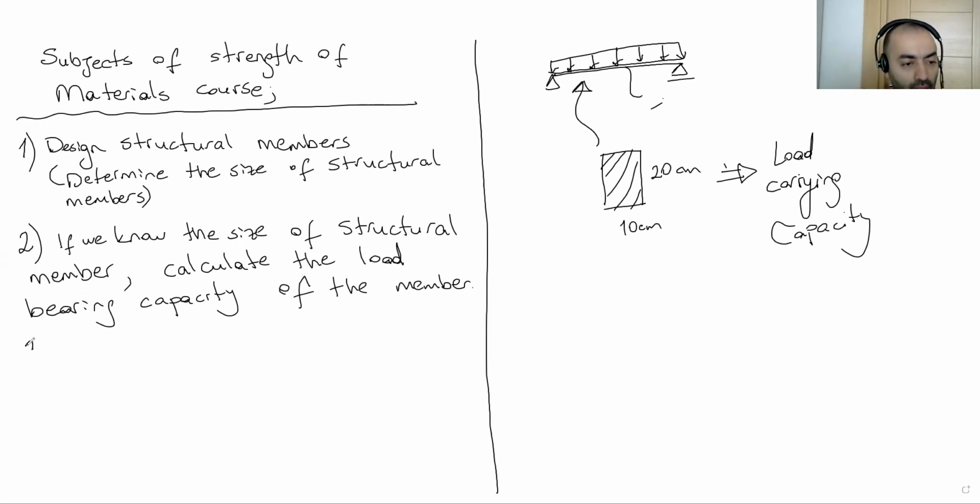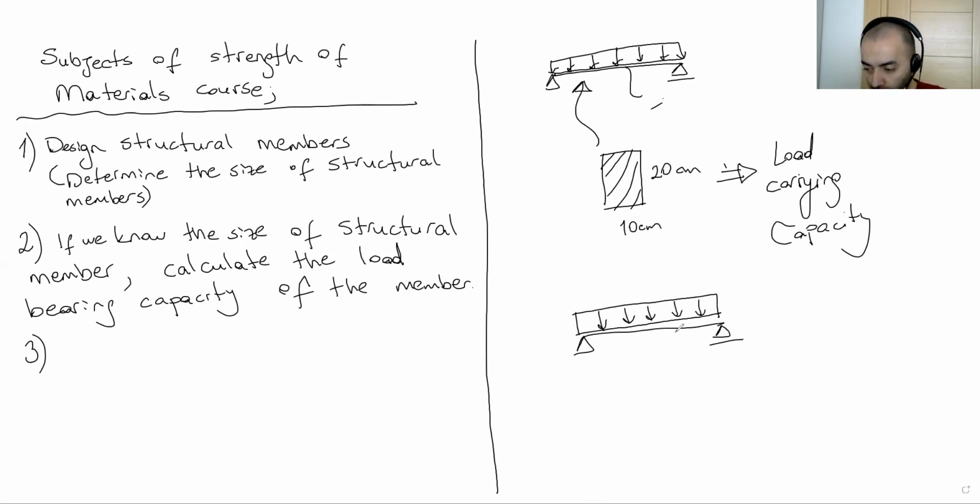Okay, here under this loading condition, again, let's talk about the simple beam. Under this loading, our structural member beam will get some deformation and it will have this shape. Okay. In this course, we can calculate these deformations.